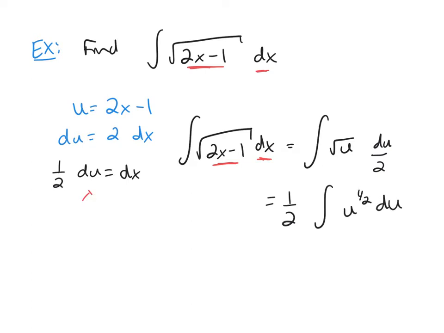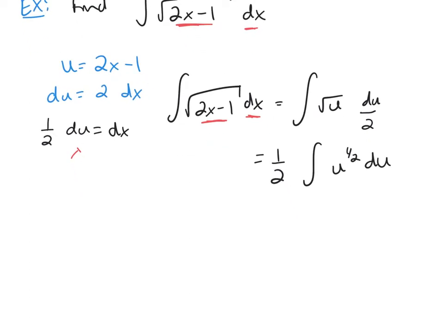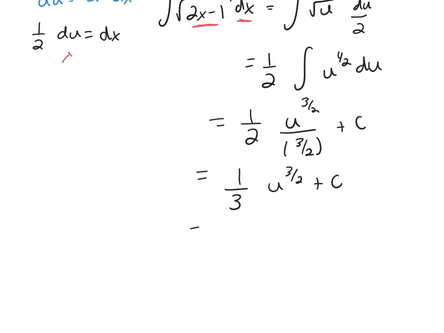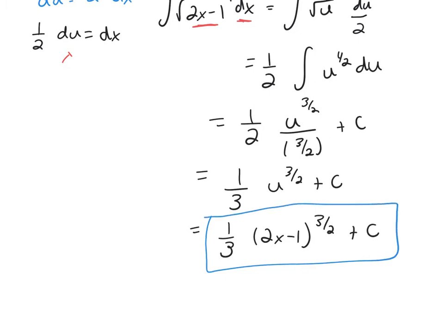And now we're going to do our reverse power rule, where we add 1 to the power. So it'll be u to the 3/2 plus c. Then if I simplify the denominator, I'll get 1/3 u to the 3/2 plus c. So 1/3 (2x minus 1) to the 3/2 plus c. And again, there's my answer here.